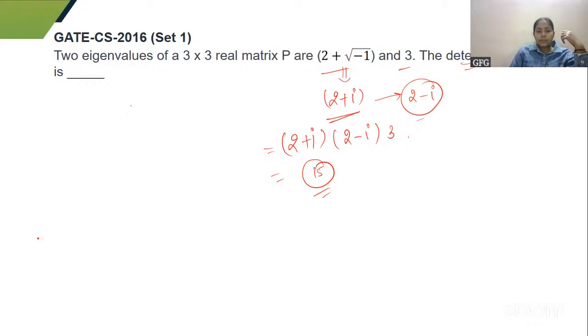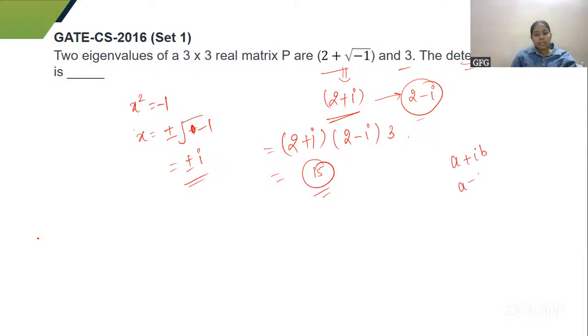Let's suppose I have to solve x square equals to minus 1. Because of x square, I'll take the square root to the right hand side and we'll have square root of minus 1. So that means we'll have plus minus iota, right? So whenever we have a root a plus ib, we always have a root a minus ib, right? So then we have complex roots, imaginary roots.